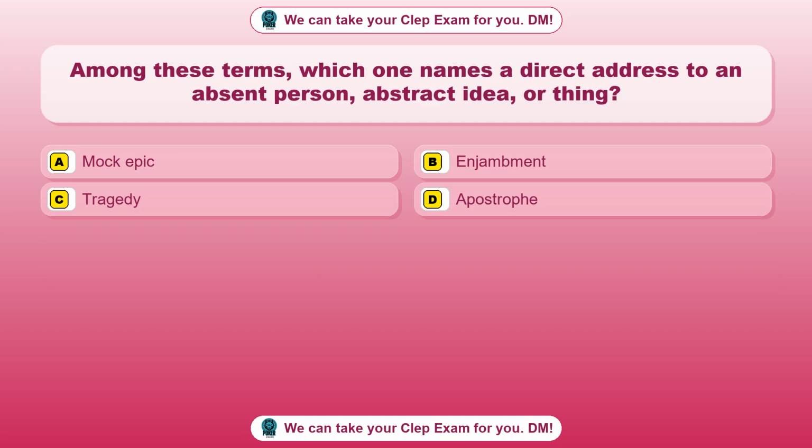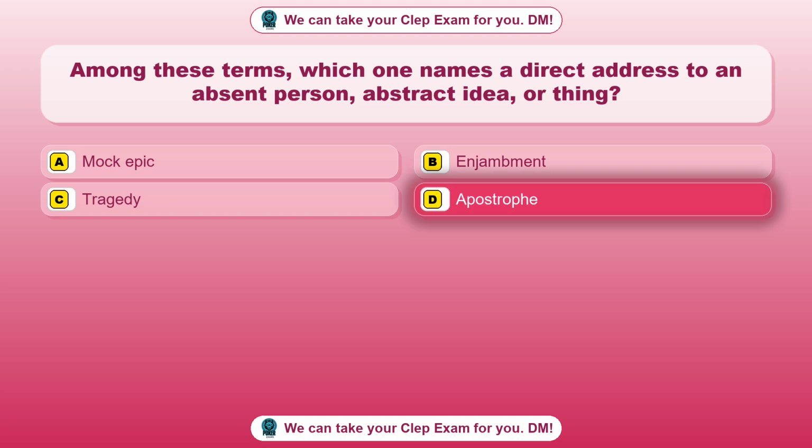Question 19. Among these terms, which one names a direct address to an absent person, abstract idea, or thing? Option A, mock epic. Option B, enjambment. Option C, tragedy. Option D, apostrophe. The correct answer is option D, apostrophe.